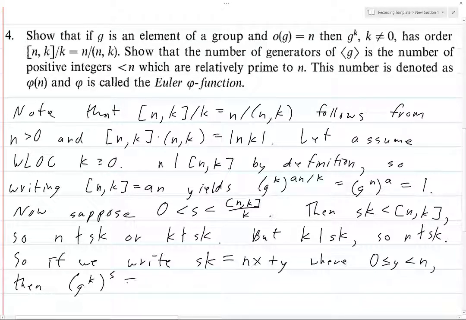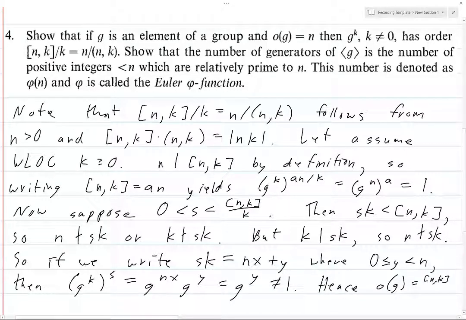So anyways, what is this? g to the ks is equal to g to the nx times g to the y. But g to the nx is just g to the n to the x, and g to the n is 1, so this is just 1 to the x, and that's going to be 1, and so this is just g to the y. But because y is strictly less than n, which is the order of g, this cannot be equal to 1.